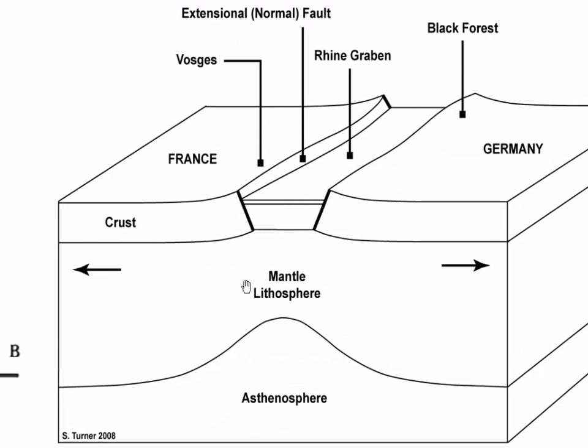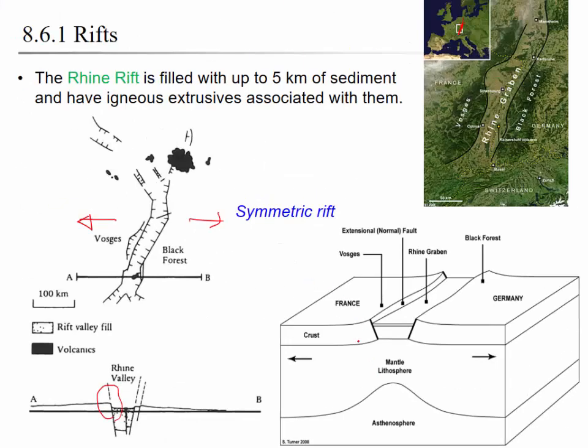So here is the Rhine rift showing the schematic drawing of the section view. You have a mantle, this is here, right? Asthenosphere that's flowing, and you have a crust, right? And this is the basin.